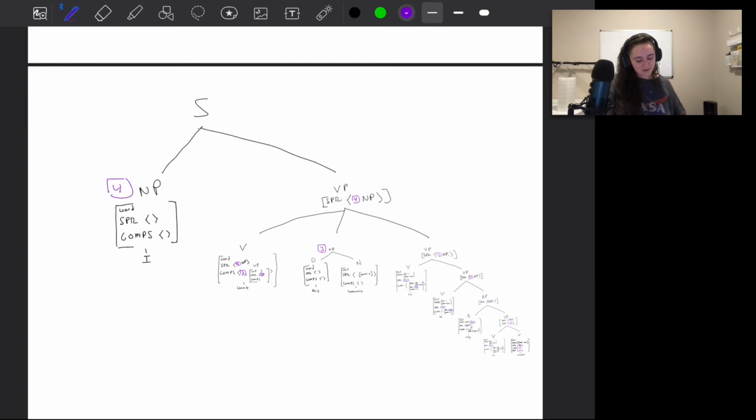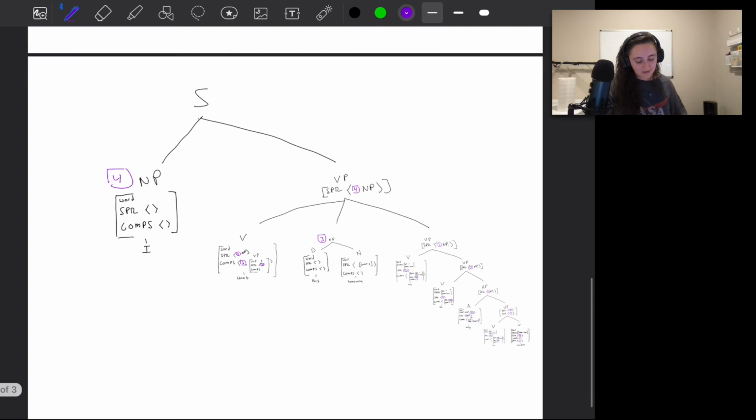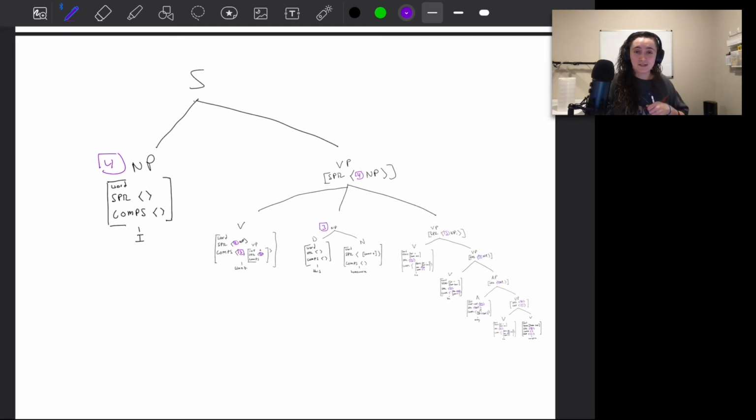And all the nodes at the bottom got completely illegible because they're so small. But that is how you build a tree for the sentence, I want this homework to be easy to complete. And check Canvas for the LaTeX version of this that is actually readable.